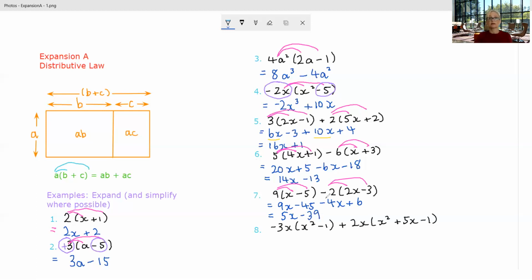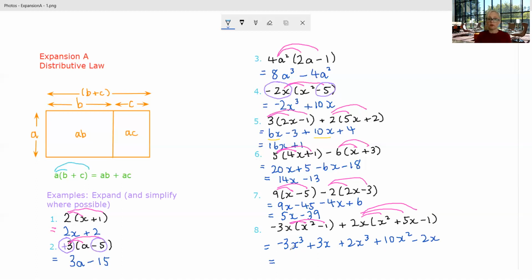And our last one for this slide, again, we need to be a little bit careful with our signs here, and we're going to have a little bit more simplification required. Negative 3x times x squared will be negative 3x cubed. Negative 3x times negative 1 is plus 3x. So that's that expanded. Now let's work on this one. 2x times x squared is 2x cubed. 2x times 5x is 10x squared. 2x times negative 1 is minus 2x. Okay, let's put them all together.